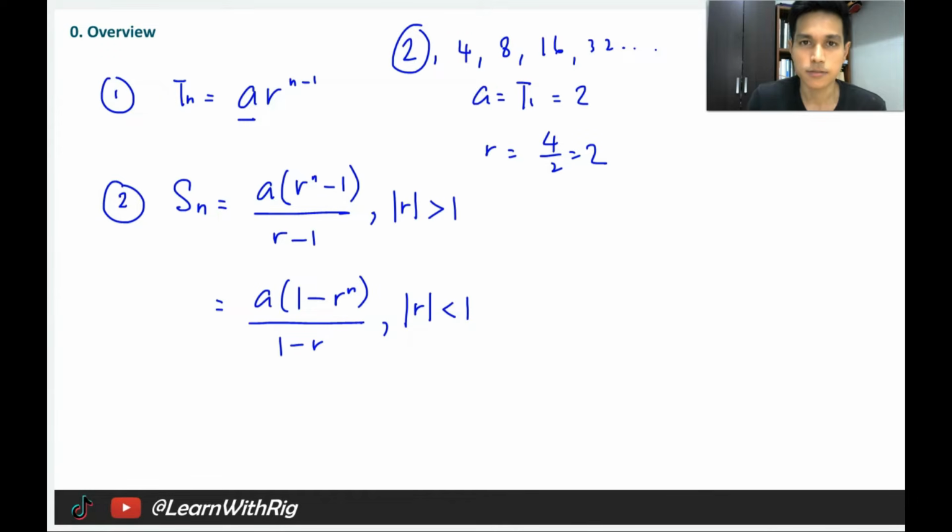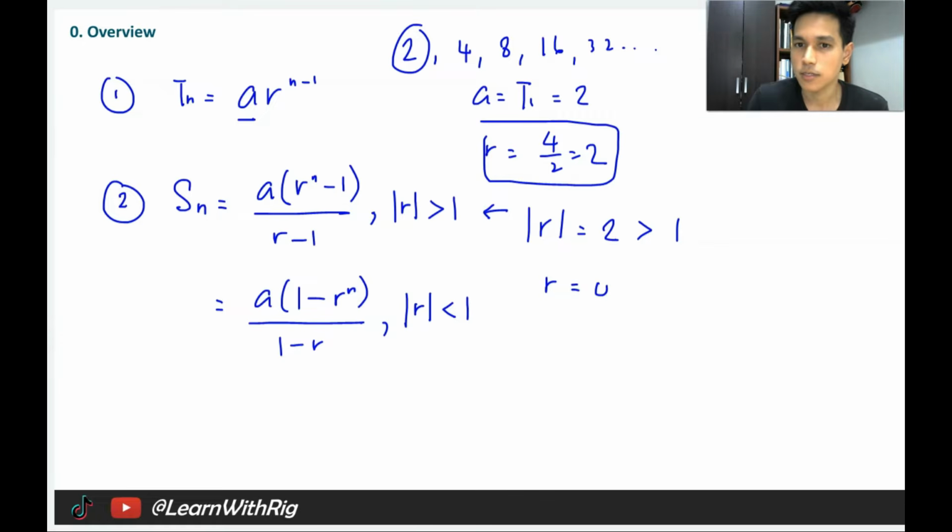For example, in this case, you found your R value is 2, correct? So modulus R would be 2, and 2 is more than 1. So in that case, you use the first formula. What if I have an R value equal to, let's say, 0.5? The modulus of 0.5 would still be 0.5, and 0.5 is less than 1. So in this case, you use the second formula.